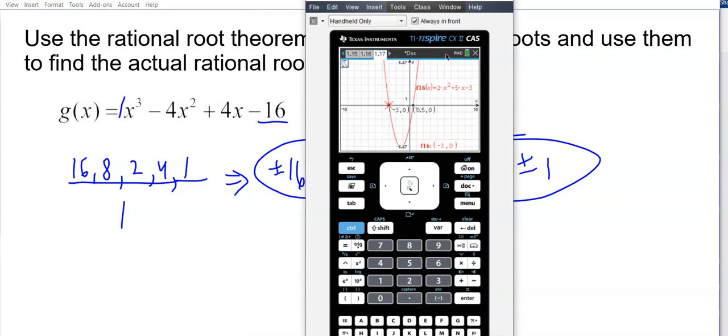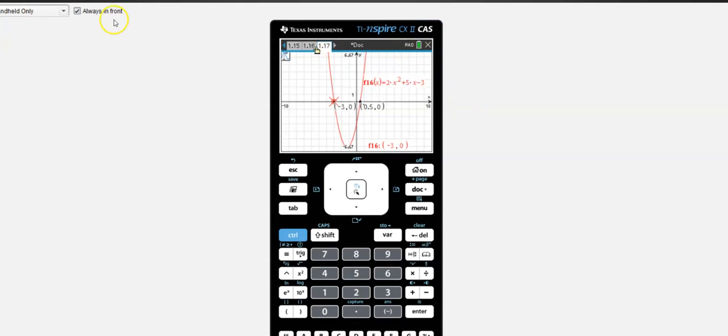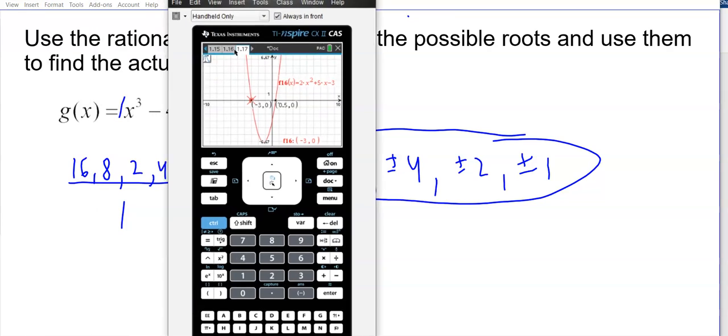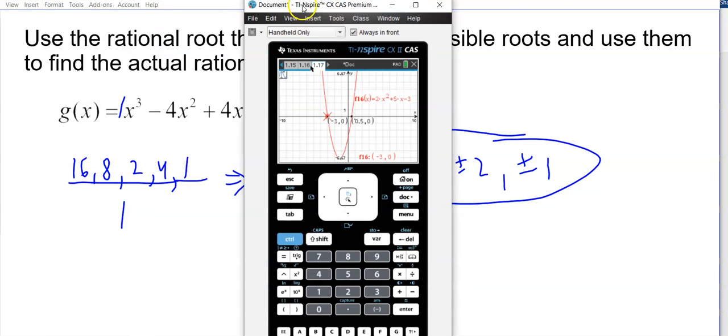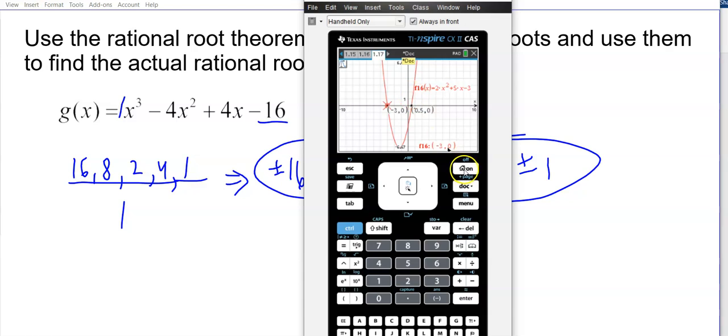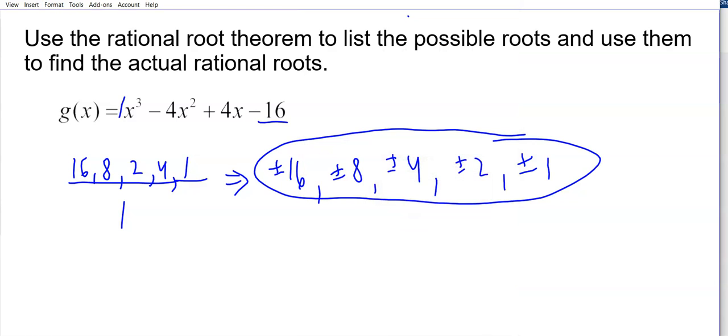So I guess this is x cubed. Let me do it so I can read it. So let's go to a new graph page. x to the third minus 4x squared plus 4x minus 16. So it looks like it only crosses once there. It crosses at 4. So it looks like 4 is one of those solutions.